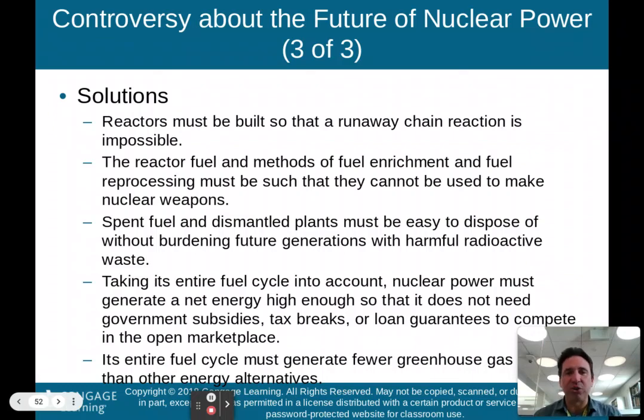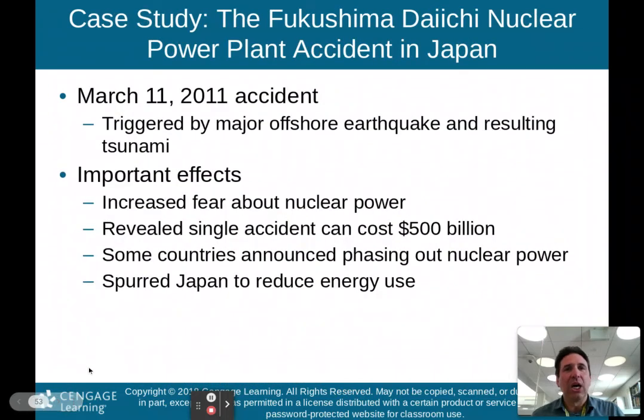Taking the entire fuel cycle into account, nuclear power must generate a net energy high enough that it does not need government subsidies, tax breaks, or loans to compete. Right now, that's not happening per se. And its entire fuel cycle must generate fewer greenhouse gases than the other alternatives. All right, so this is what needs to happen if we are going to see nuclear power increase over the next coming years.